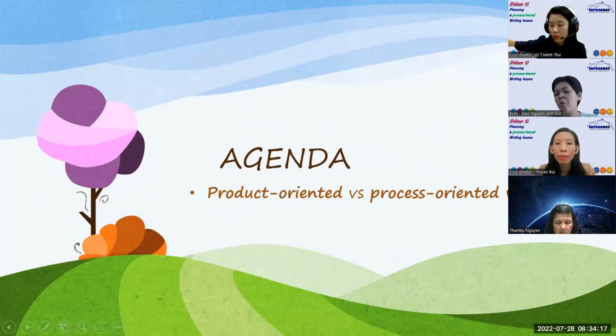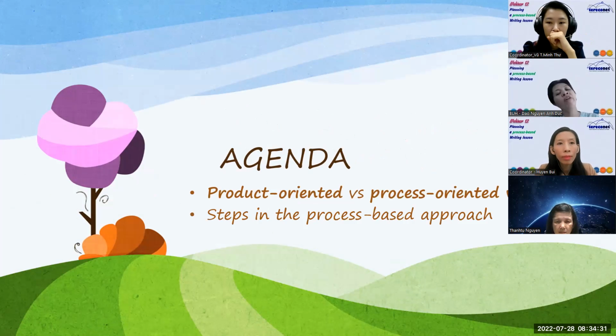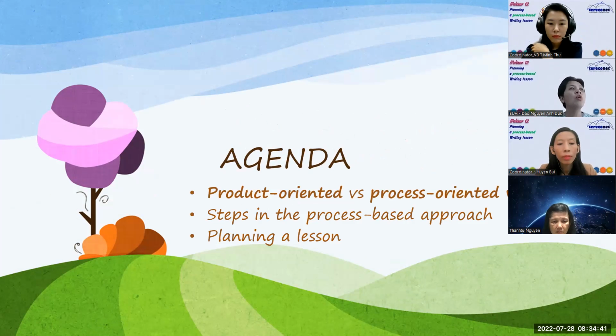Now, this is what we will be looking at today. First of all, we'll have a brief overview of the product-oriented and process-oriented approaches to writing and teaching writing. Then we'll focus on process-oriented writing and look at the different steps in the writing process. After that, we will work on how to plan a lesson using this approach to writing. And then hopefully we have some time for Q&A. So these are the things that I would like to go over today.